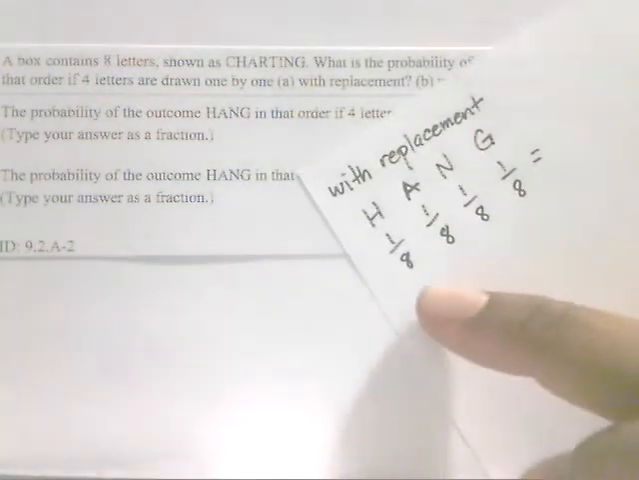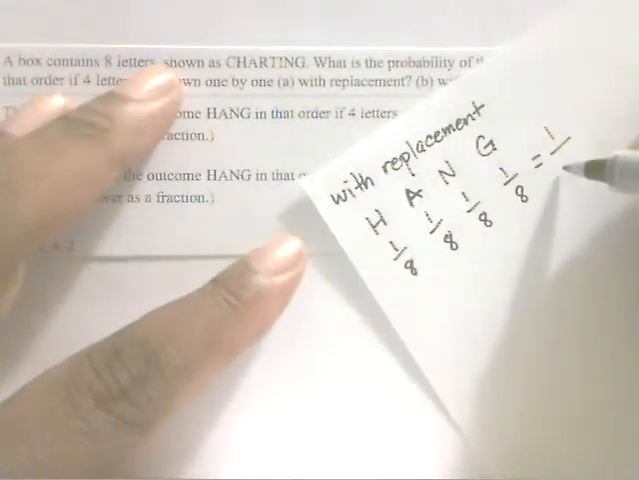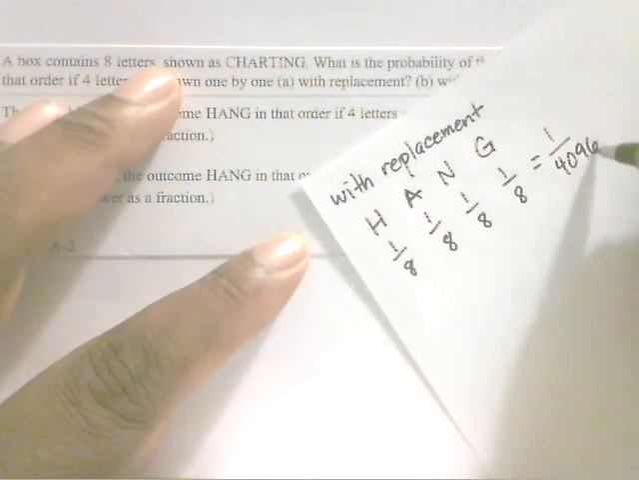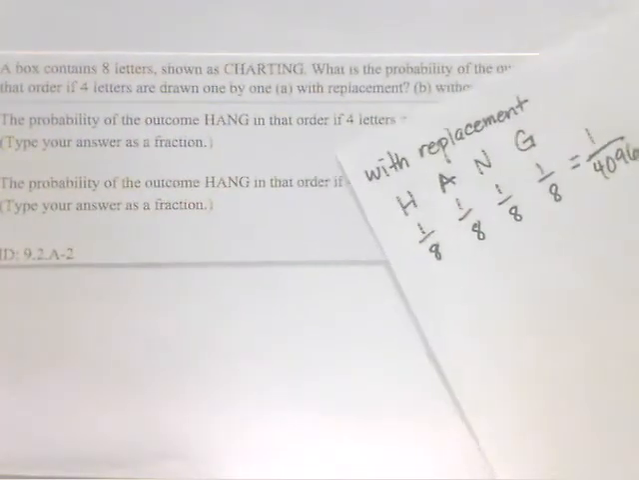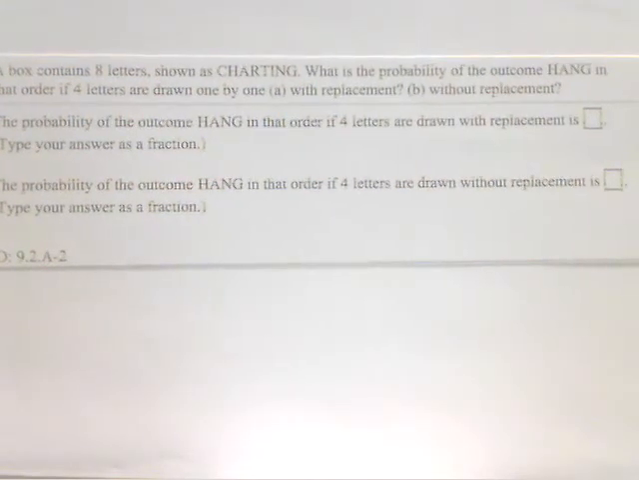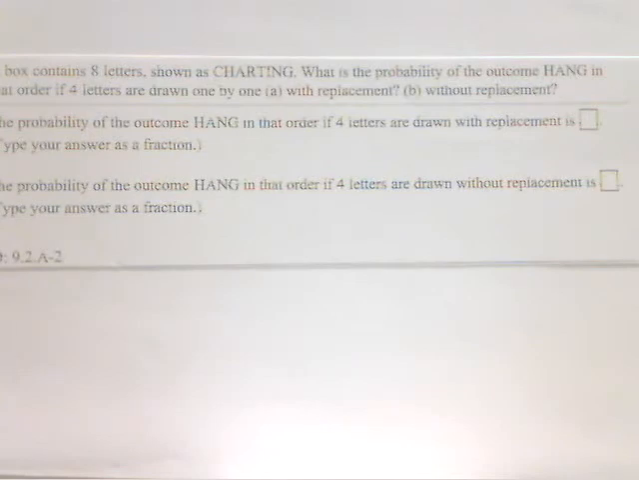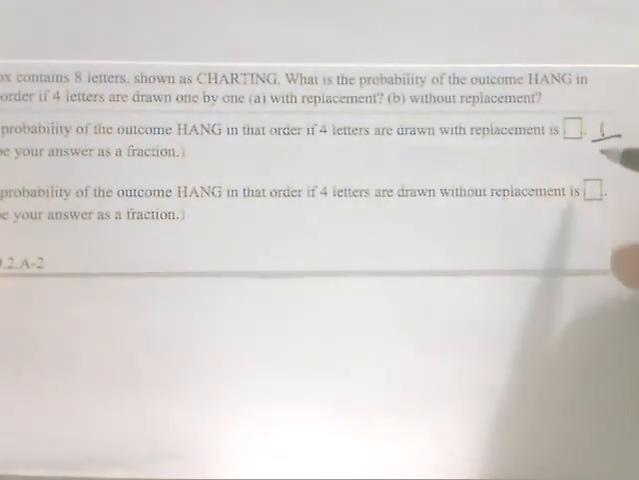So here you're going to have 1/8 times 1/8 times 1/8 times 1/8, which is 1 over 8 to the 4th in the denominator, which is 4,096. So it'll be 1 over 4,096. With replacement, the probability of the outcome HANG, in that order, if the 4 letters are drawn with replacement, is 1 over 4,096.